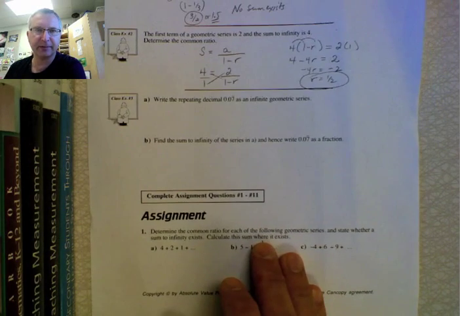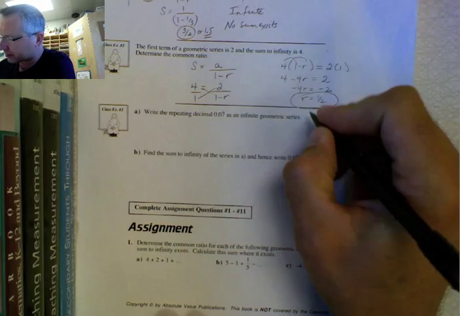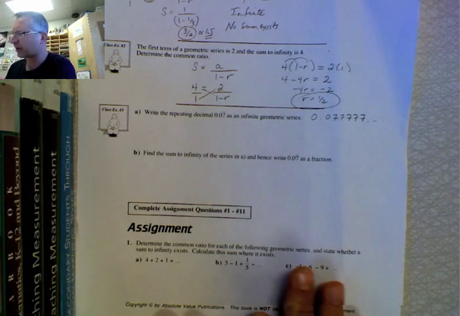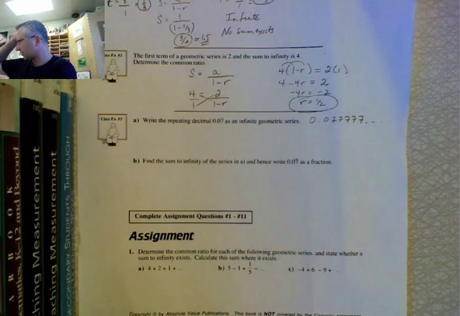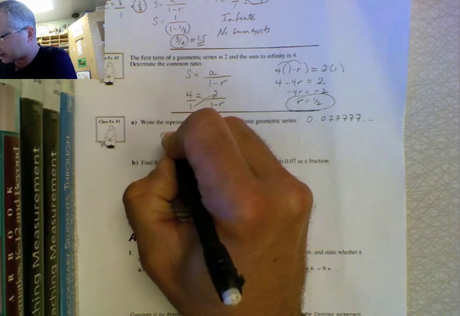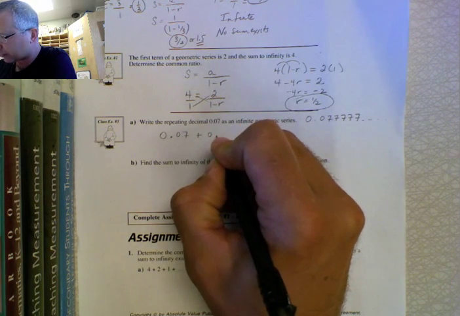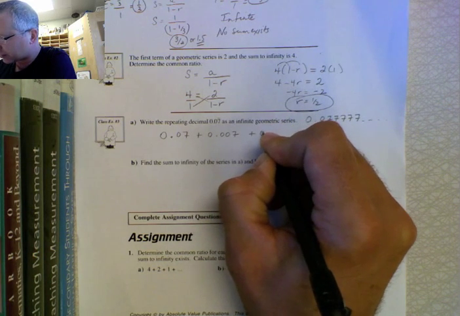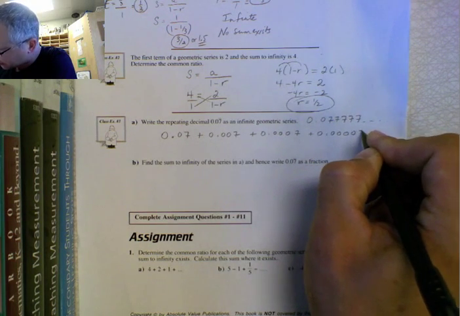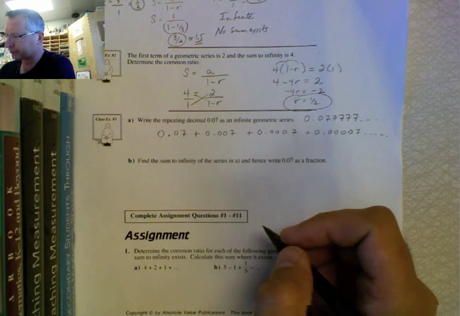Okay, last example. It says write the repeating decimal 0.077777 as an infinite geometric series. And you're going like, well, how can I do that? Well, essentially it's 0.07 plus, you're adding a seven each time, so 0.007 plus 0.0007 plus 0.00007 and so on. And it says find the sum of this particular series.